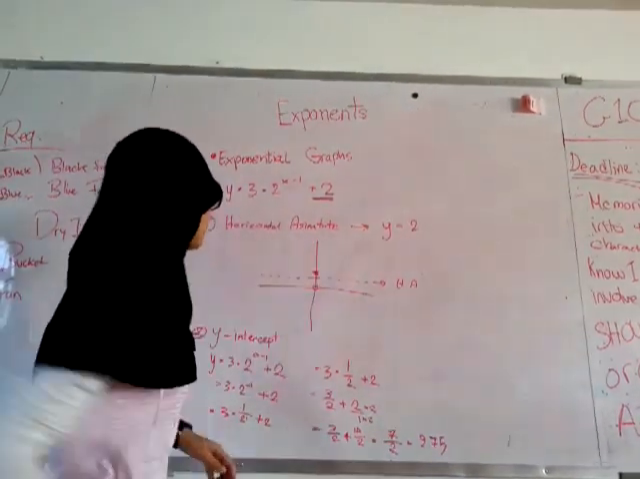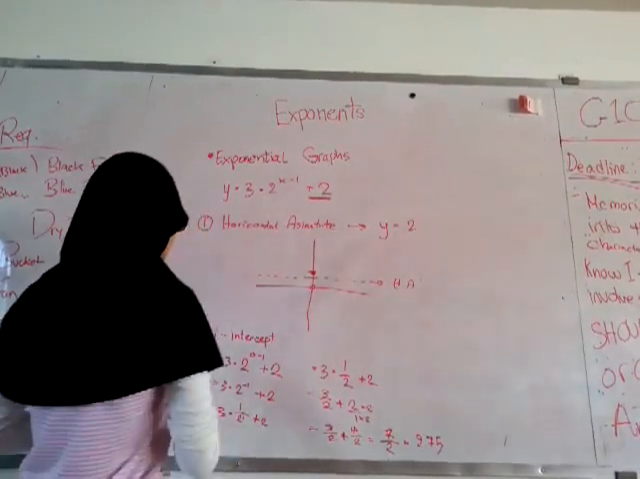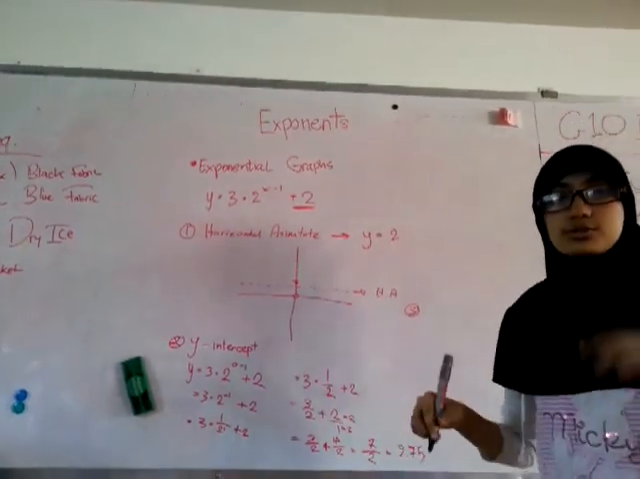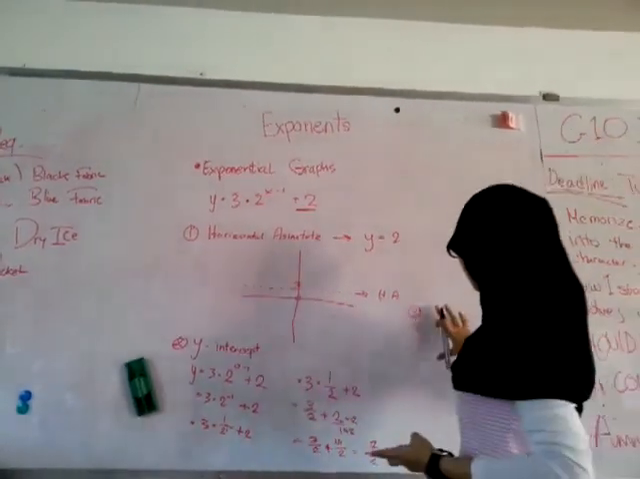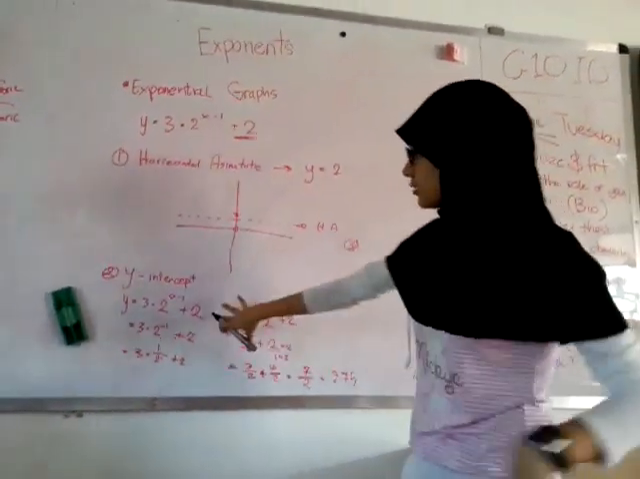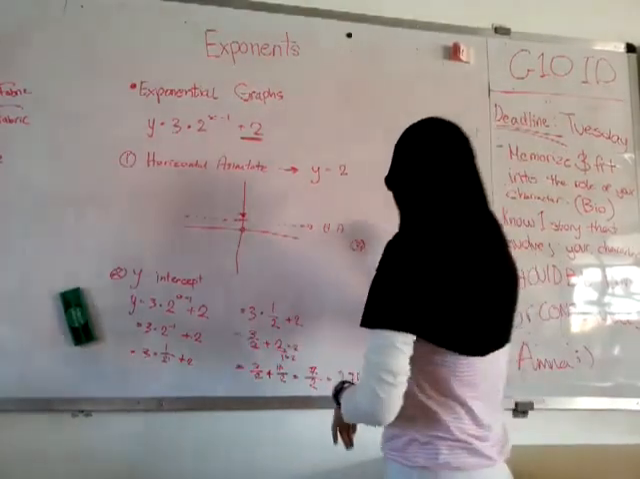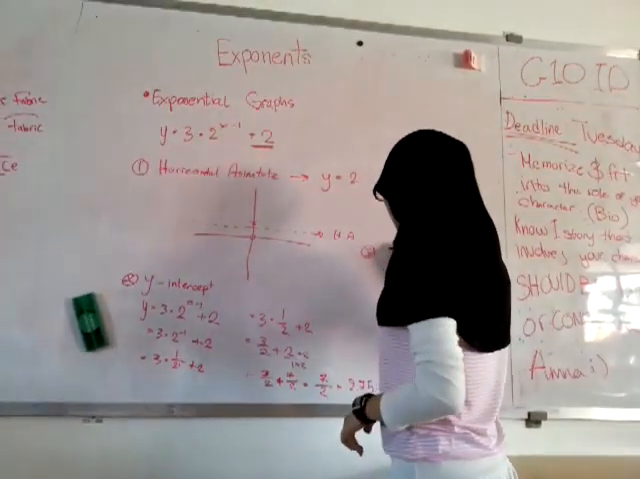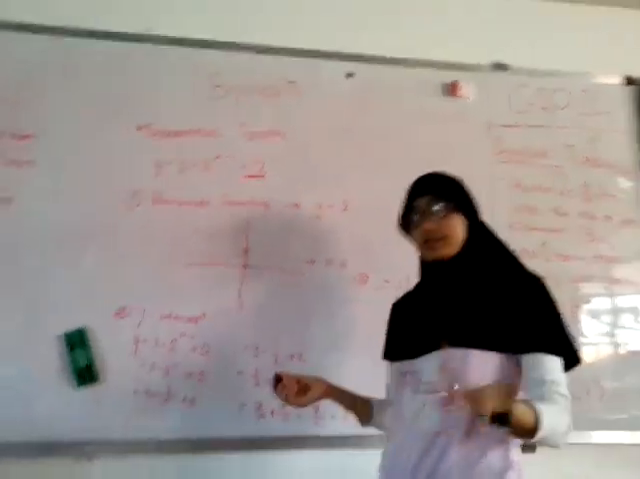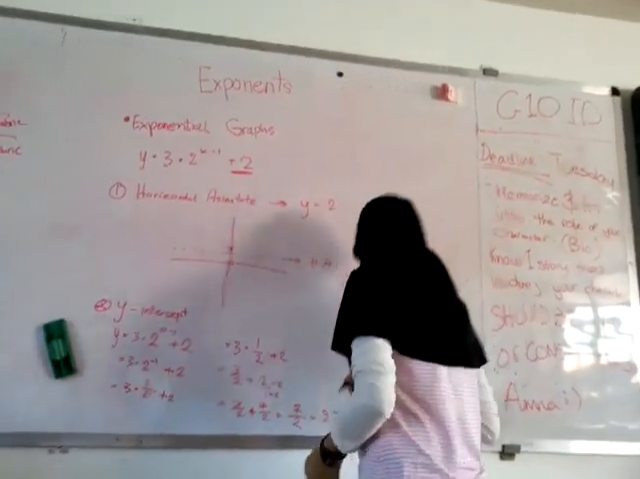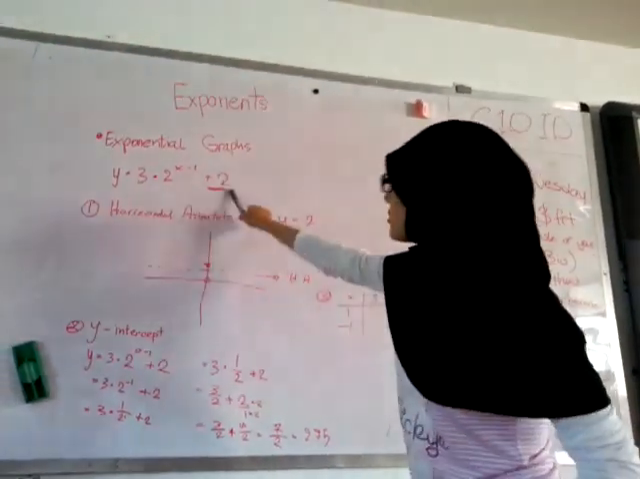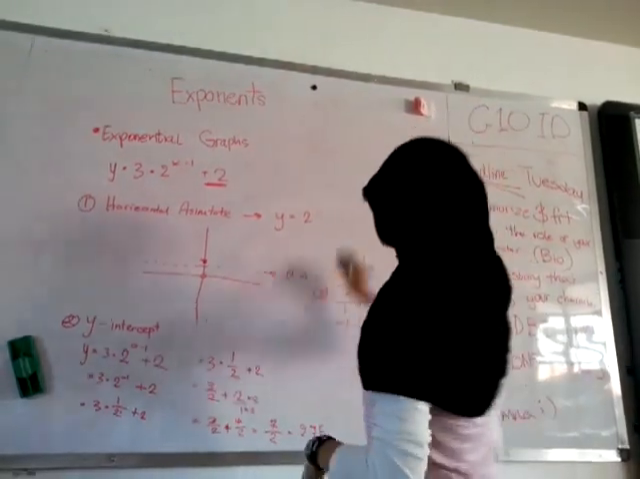That's our y-intercept. Now the last step, the third step, is to choose any two numbers, one positive and one negative, calculate them with the equation, and graph them. So let's choose 1 and -1. Now you put this number instead of x in the equation in order to calculate.